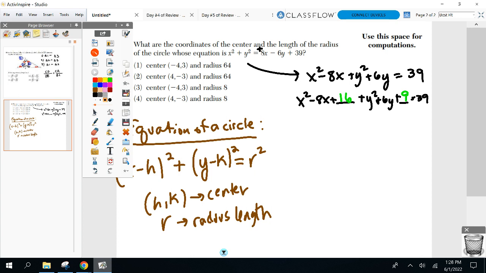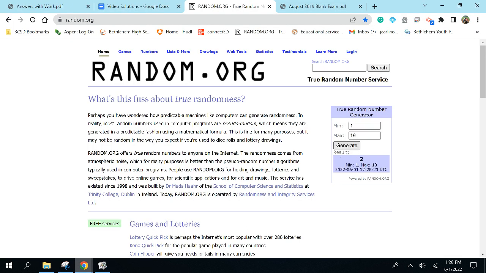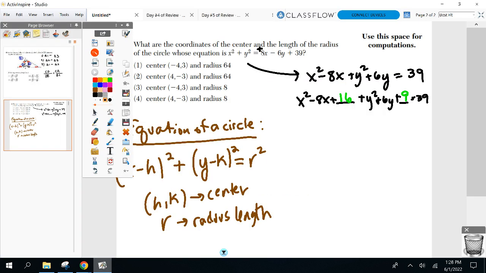Don't forget this. It's unbalanced. What do I mean by unbalanced right now? Why do I say it's unbalanced? Because there's 16 and 9 on the left side. So you better add it to the other side. Good, Matt. So I think I get 64 over here.